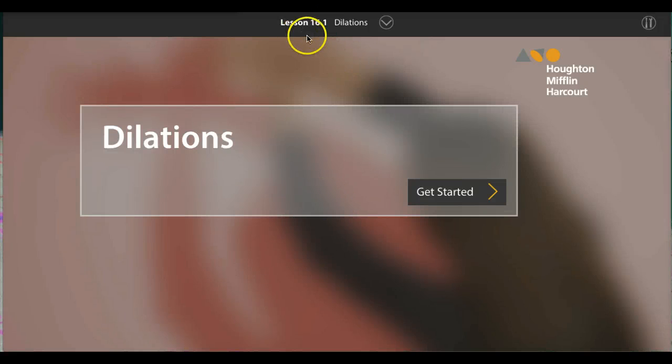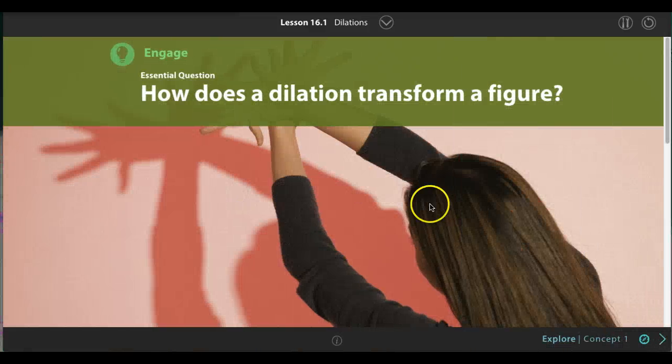Yay! So now we're in Module 16, Section 1. We're going to learn about dilations. Let's begin. How does a dilation transform a figure?